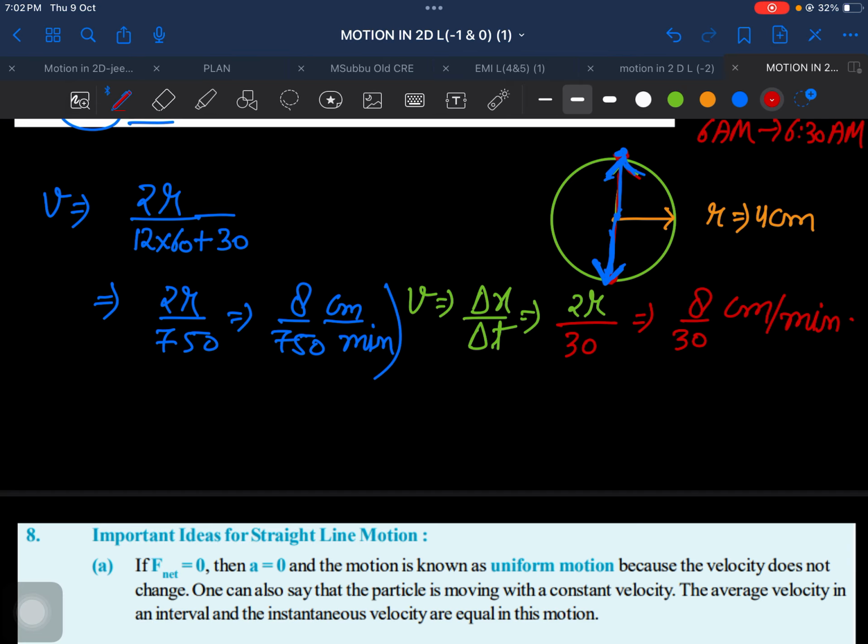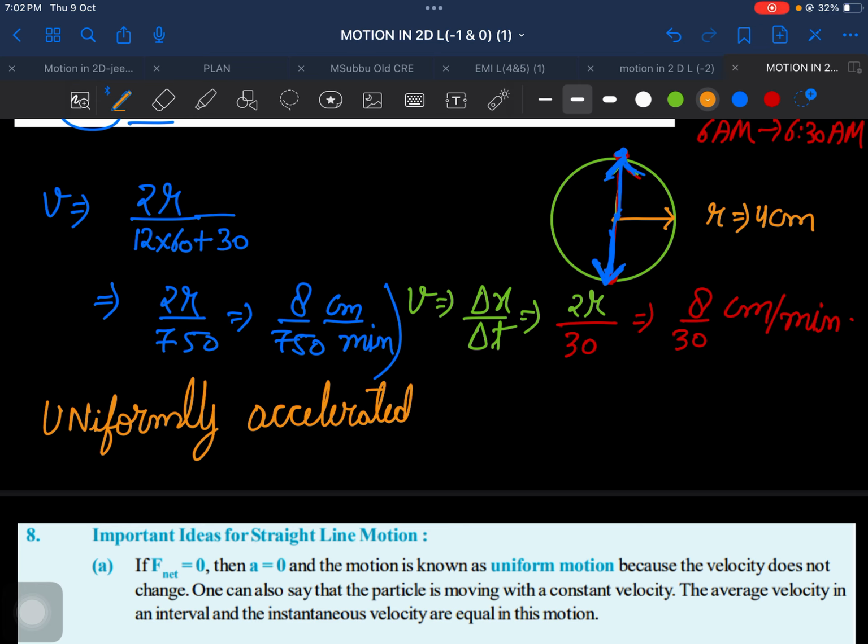All right. Uniformly accelerated motion. Okay, my writing is a little bad, just pardon me for this, right? Yeah, uniformly accelerated motion. So what do you mean by uniformly accelerated motion?